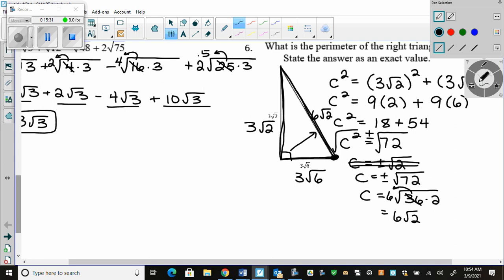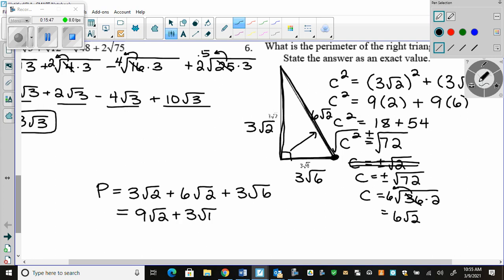So, P equals 3 root 2 plus 6 root 2 plus 3 root 6, and it equals 9 root 2 plus 3 root 6. I didn't make a mistake this time, so I'm going to box it and be proud, even though I was proud of the other ones that were wrong.